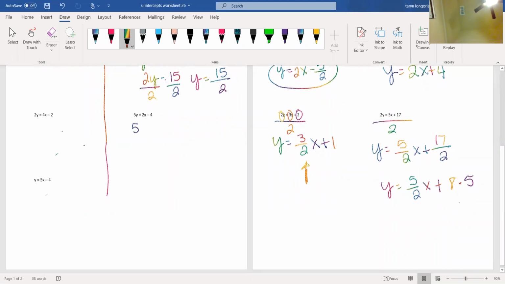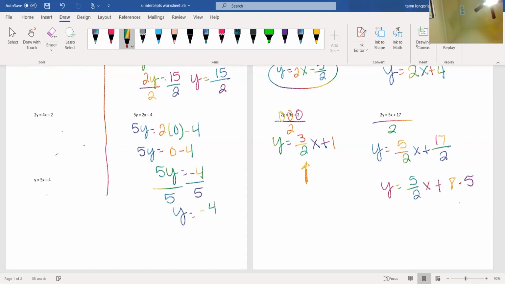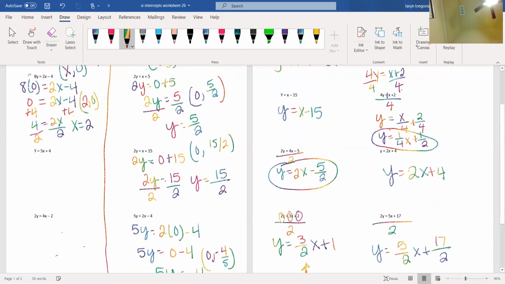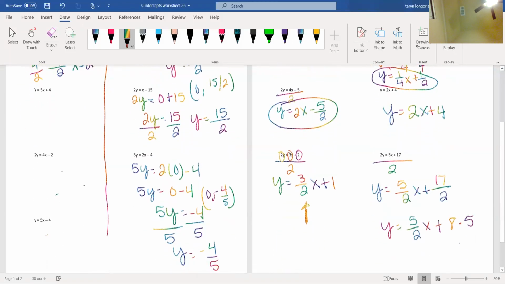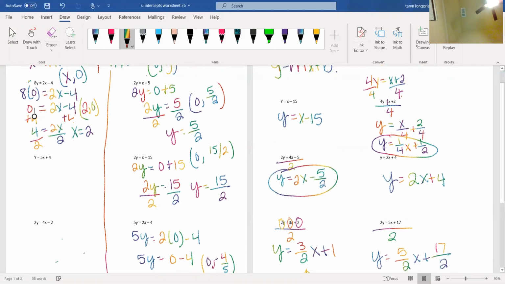Next one, 5y equals 2 times 0 is 0, minus 4. So that's 5y equals negative 4. Get your y by itself, and y equals negative 4 over 5. Then write it as an ordered pair. And there you go.